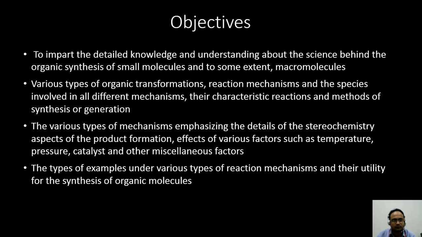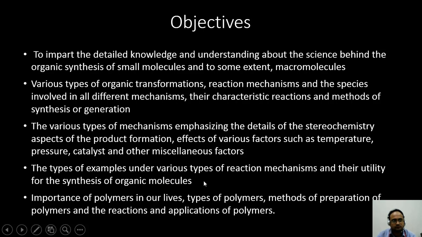Therefore, while doing so, we also want to understand the utility of these synthetic methodologies for the synthesis of small organic compounds, many of which are drugs and have drug-like properties, and also the importance of polymers in our lives. Therefore, we are going to study polymers in some detail. We are going to understand their classification, how they can be prepared, what their reactions are, and how they are generally used in pharmaceutical, chemical, and other industries.